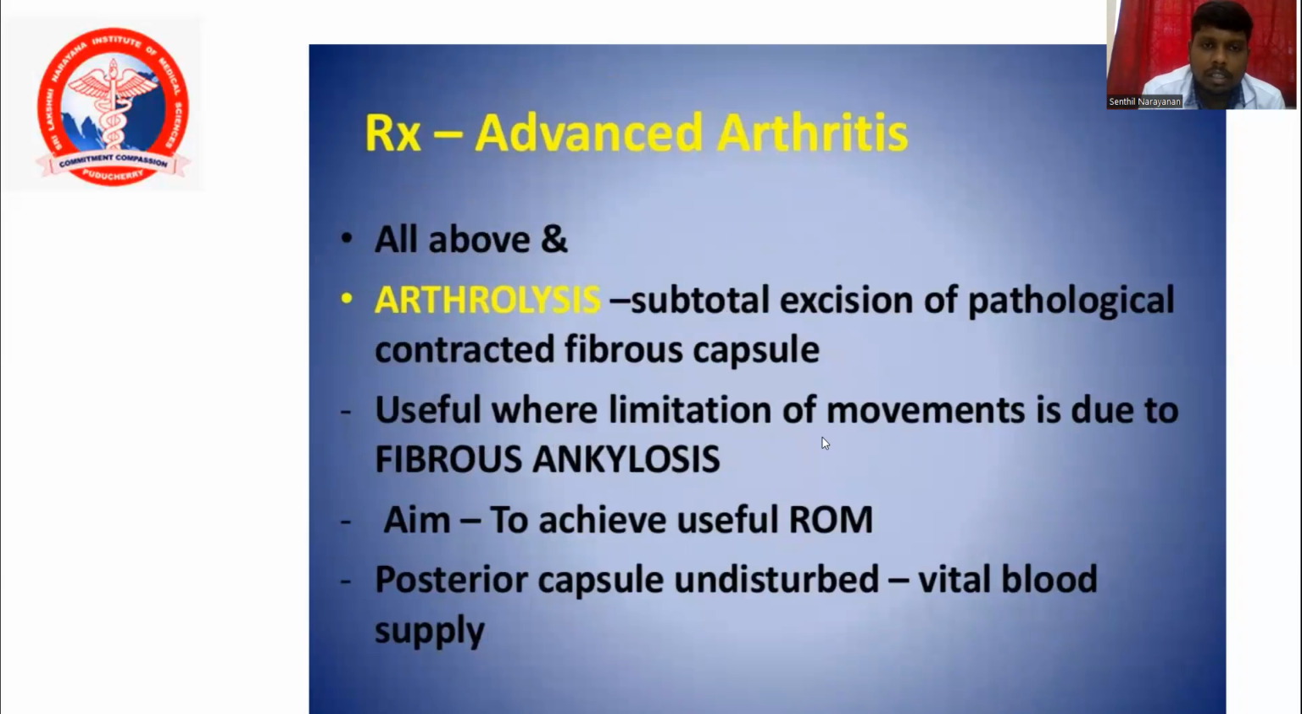In advanced arthritis, all of the above and arthrolysis: total or subtotal excision of the pathological contracted fibrous capsule, useful where limitation of movement is due to fibrous ankylosis. The aim is to achieve full useful ROM. The posterior capsule is left undisturbed because it provides vital blood supply to the femoral head.